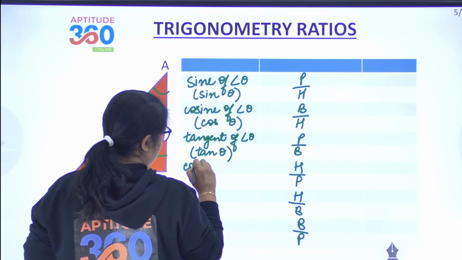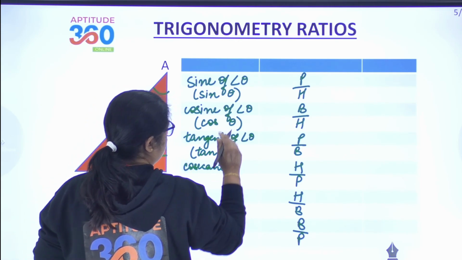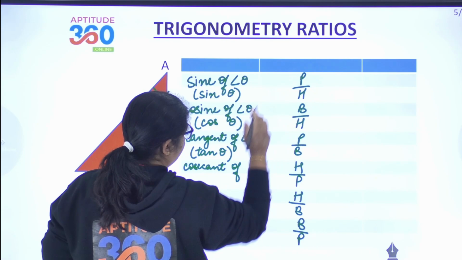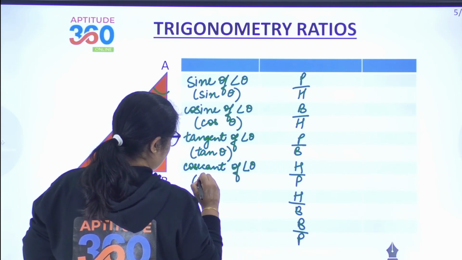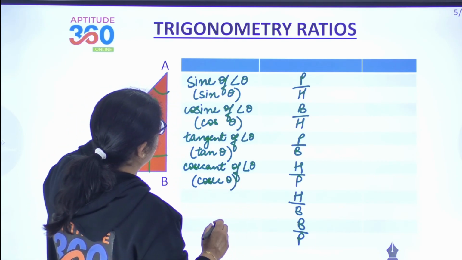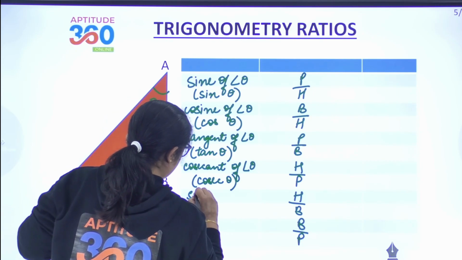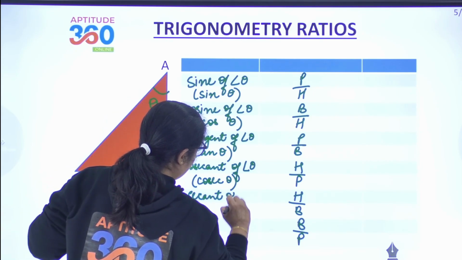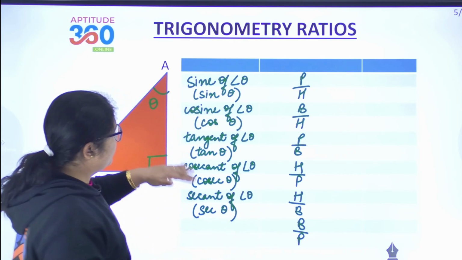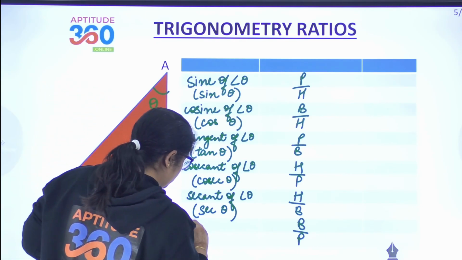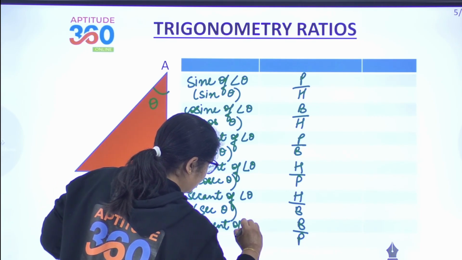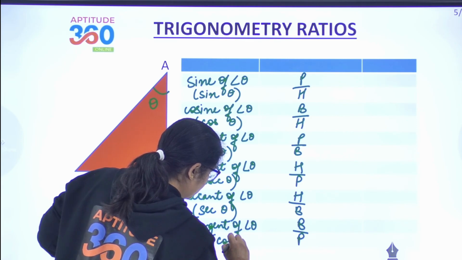Fourth one is known as your cosecant, which is the reciprocal of sine, because the ratio is opposite of the sine's ratio. So this is cosecant of angle theta or cosec theta. Reciprocal of cosine is your sec or secant of angle theta. In short, it is called sec theta. The inverse relationship of tangent is cotangent of angle theta or cot theta.